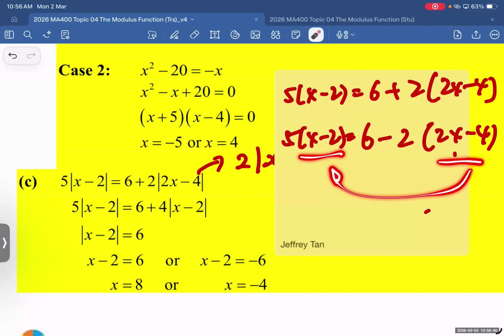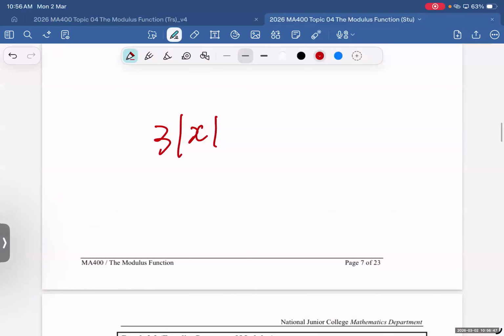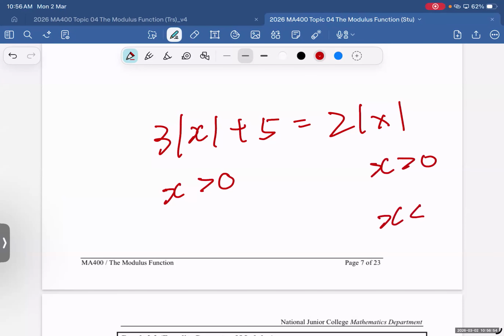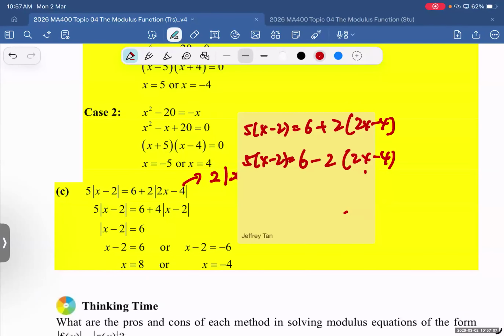I give you something similar. If I solve something like this, plus 5 equals 2 mod x, and then I say that x here is positive, but x here can be positive or x can be negative. Can these two happen at the same time? Cannot. You understand? So when doing mathematics, one thing you cannot forget is common sense. You cannot forget that every question summons your GH1, GH2, PSLE knowledge. Every question requires everything you have.